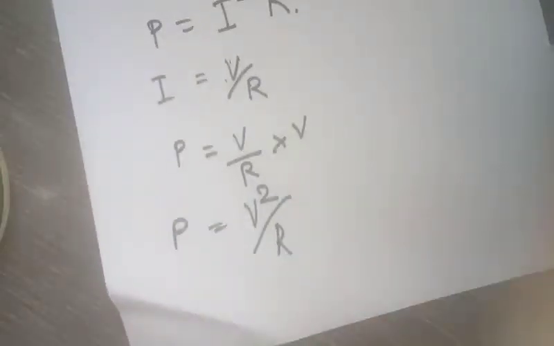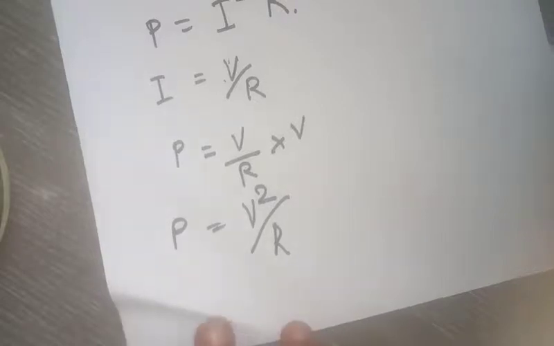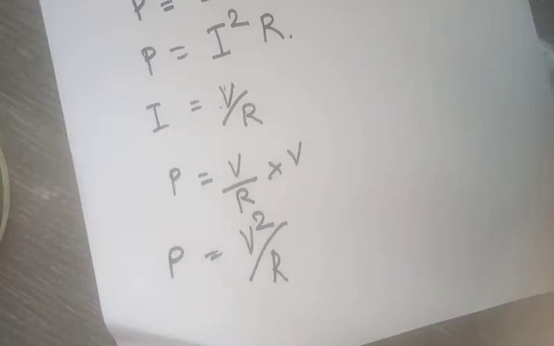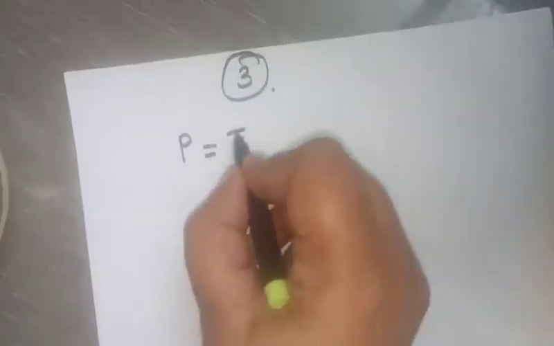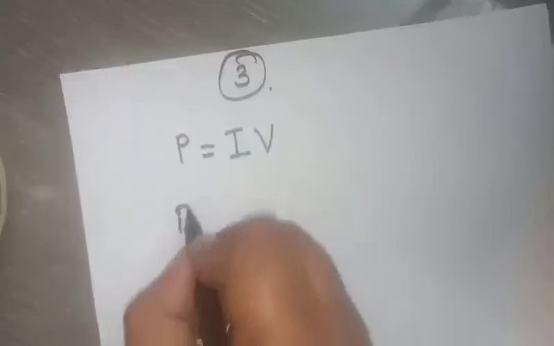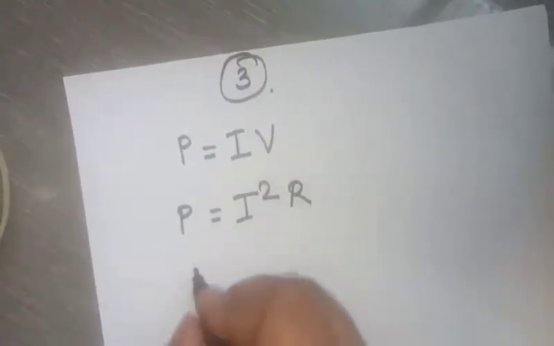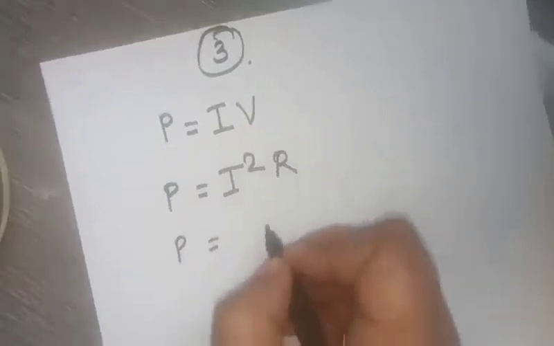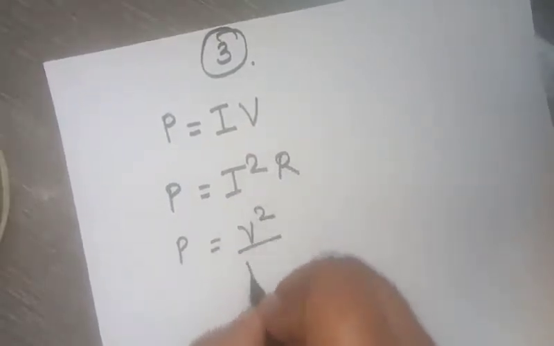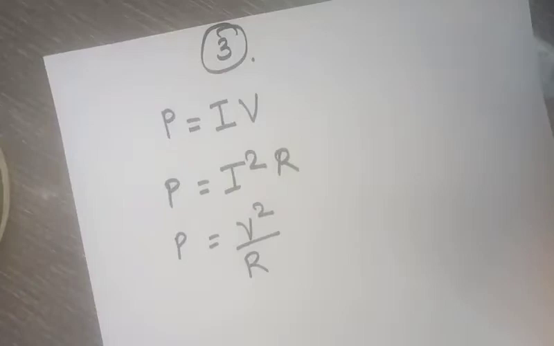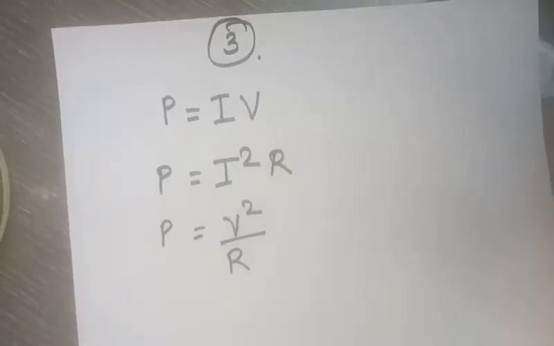So we have three formulas to calculate power. Which are the three formulas? The first one is P is equal to I into V. The second formula is P is equal to I square R. And the third formula is P is equal to V square by R. These are the three formulas with which we can calculate the power.